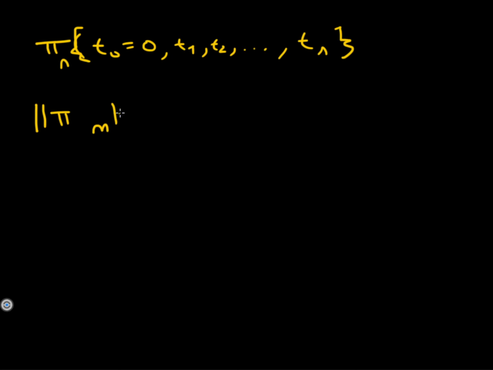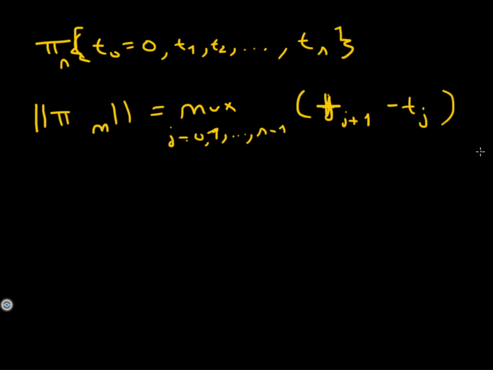But first, let's look at the first variation in order to compute the second variation of a, say, function. So, say we have a set of timelines, t0 equals 0, t1, t2, up to tn. And this is pi n. These are, of course, t1 is bigger than t0, t2 is bigger than t1, and henceforward. So we say that pi n is equal to the max of j equals 0, 1, up to n minus 1 of t j plus 1 minus tj.